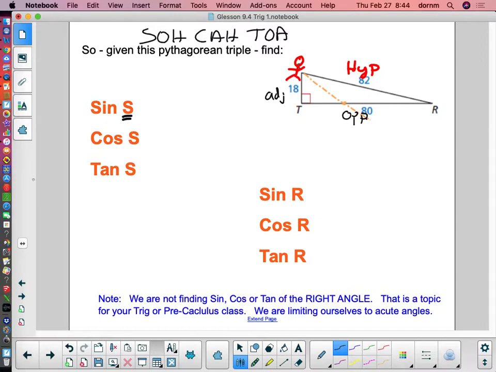All right. So sine of S is the opposite over the hypotenuse. So sine of S would be what? How long is the opposite? 80. How long is the hypotenuse? 82. And I just reduce that. Done. That's it.